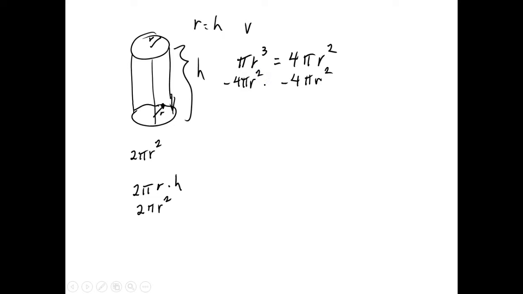Okay? What does that give us on the left? Pi r cubed minus 4 pi r squared is equal to 0. Got it. Now what do we do? Factor out your greatest common factor. And what is it? Pi. It's a pi in both. And r squared. And what does that leave you with?